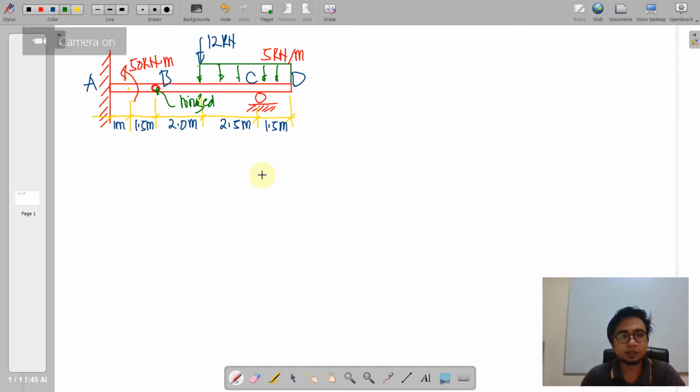So welcome to this session. Today we are going to have a shear diagram applied on the beam having an internal hinge or a roller. So let us have this first example.